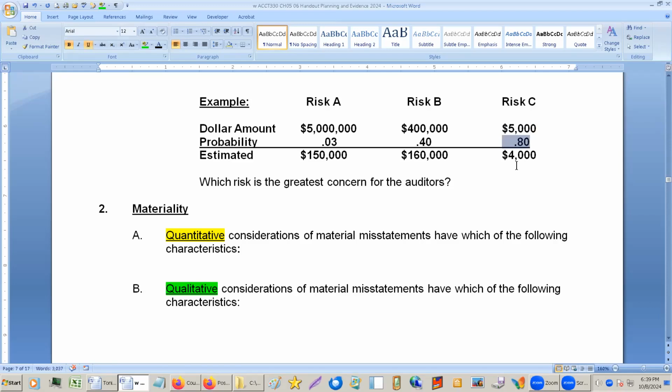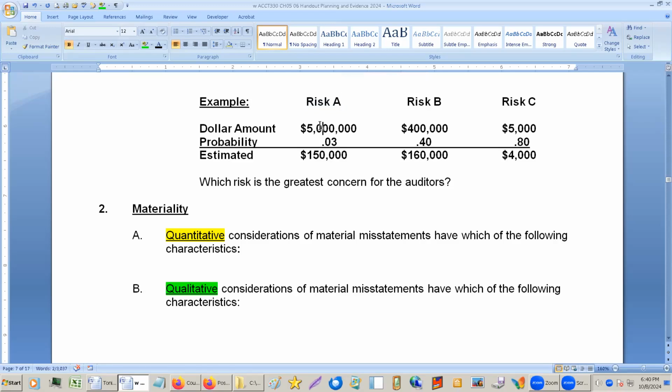The highest probability is definitely risk C. But here's the problem you might have with that. Risk C might be something you're not even looking at because it's not material. So even though it looks like it's likely there's a problem, the dollar amount is small. Let's take A and talk about this one for a second.